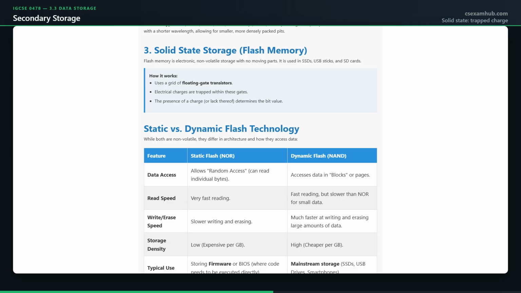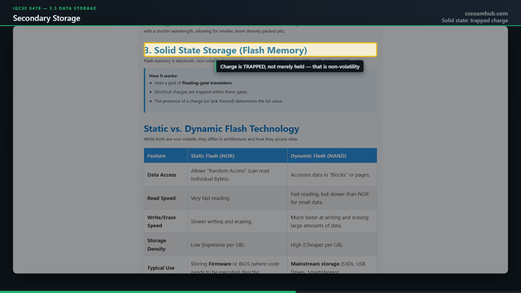Solid-state storage is electronic, and it is the one with no moving parts at all. It is what is inside an SSD, a USB memory stick, and an SD card. It uses a grid of floating gate transistors, the word floating meaning the gate is electrically isolated, surrounded by insulator on every side. An electrical charge can be forced onto that gate, and because it is insulated, the charge stays there when the power is removed.